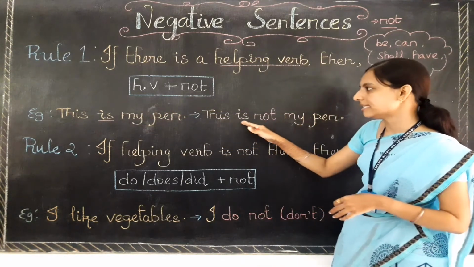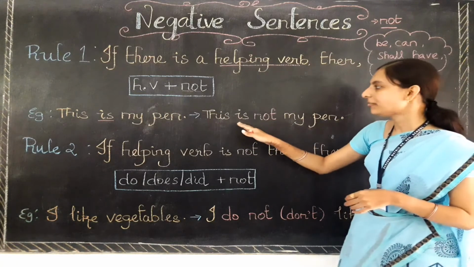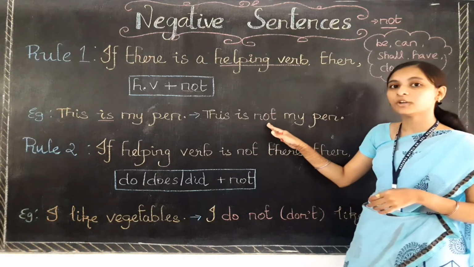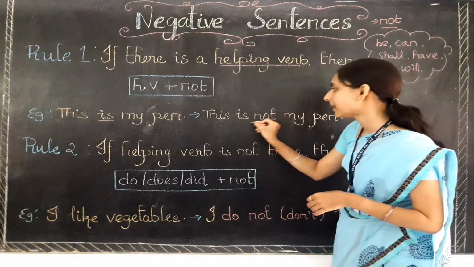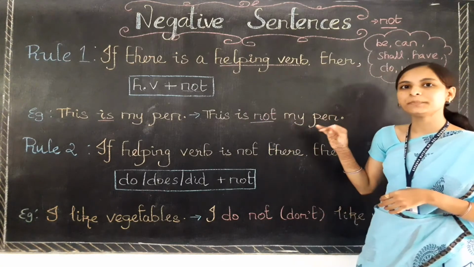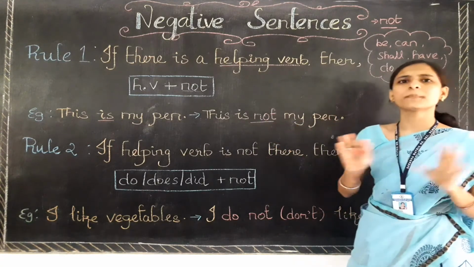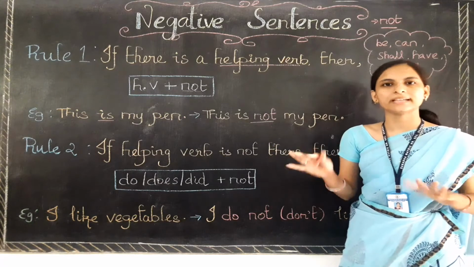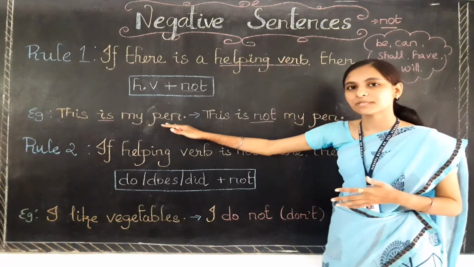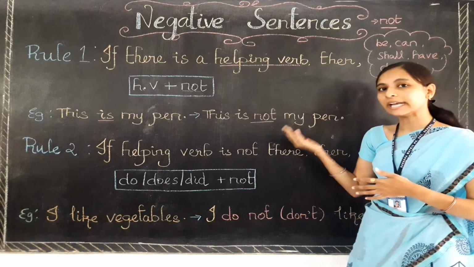See, I have written "this is", and after writing "is", I have written "not", N-O-T, and then "my pen". This is not my pen. So now this sentence has been turned into a negative sentence.